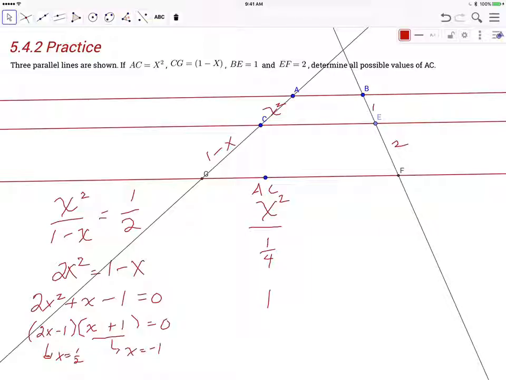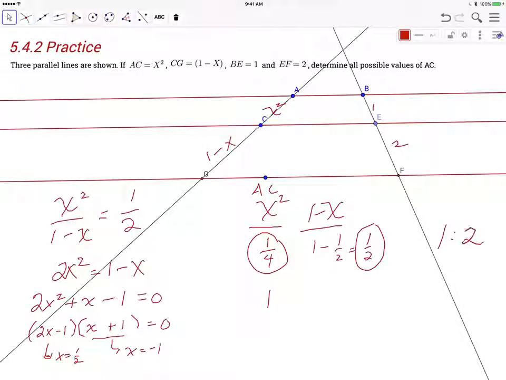But if we end up with, oh, sorry, right, so if x squared is a fourth, this leaves 1 minus x. The other piece, just to double check, would end up being 1 minus a half, better known as a half, right? And we notice that 1/4 relates to 1/2 in a 1 to 2 ratio, just like up here.